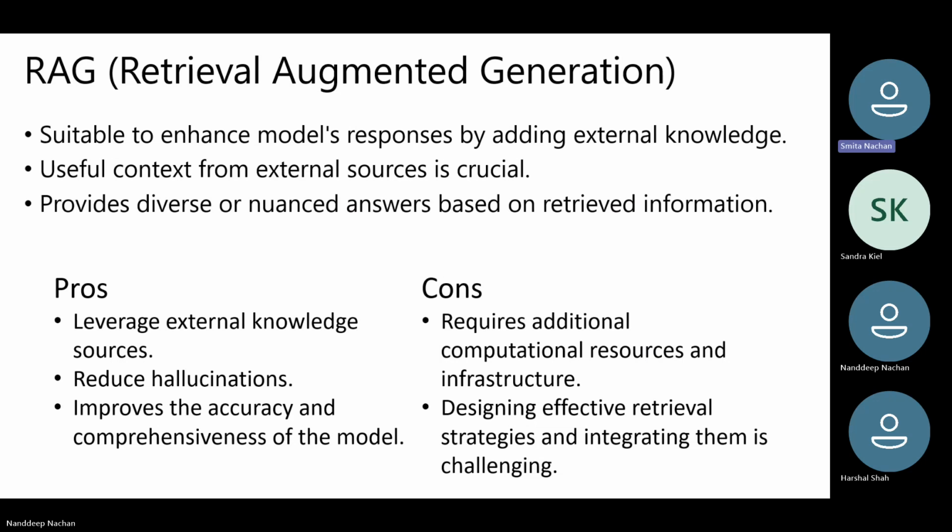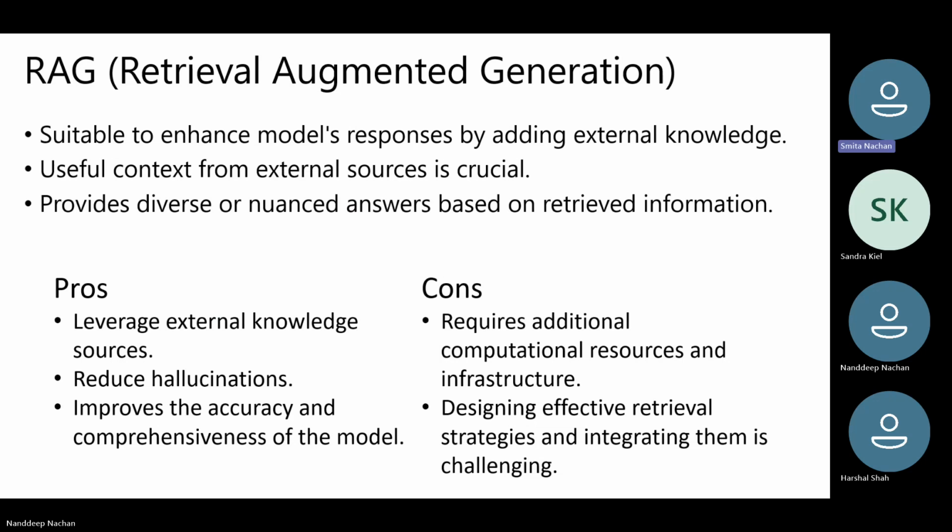It enables the model to generate more informed and contextually relevant responses by leveraging external knowledge sources. It also provides flexibility in incorporating various types of information retrieval methods, such as structured databases or unstructured text corpora. So it helps in improving the accuracy and comprehensiveness of the model's outputs by supplementing its internal knowledge with external data. So we had a discussion about the pros. Let's go ahead and check what are the cons.